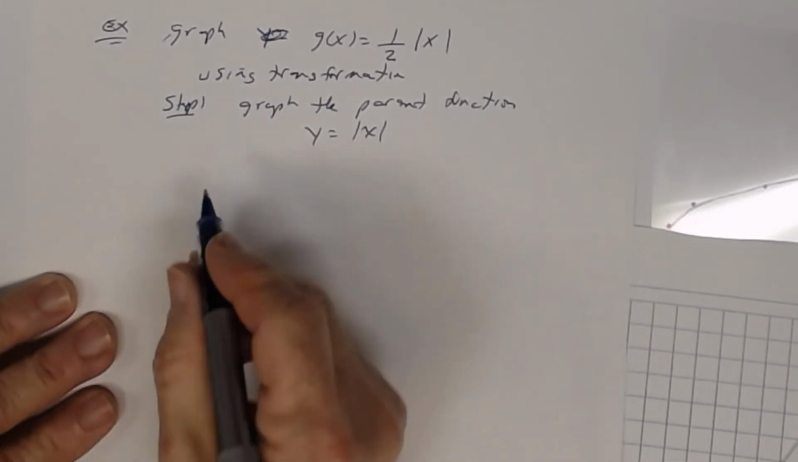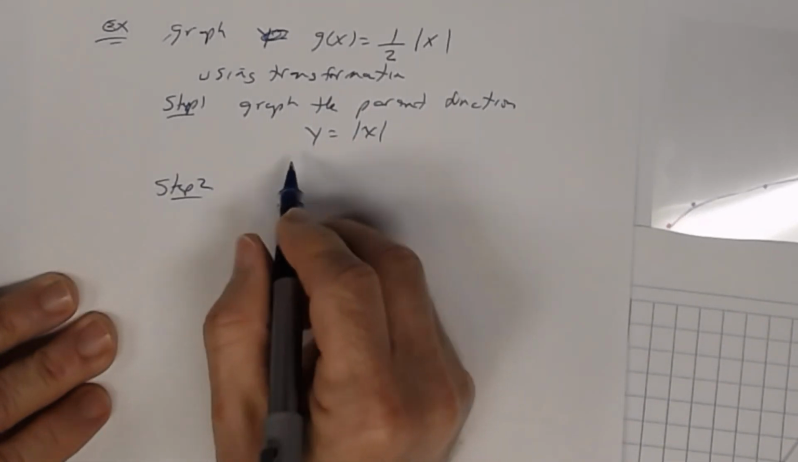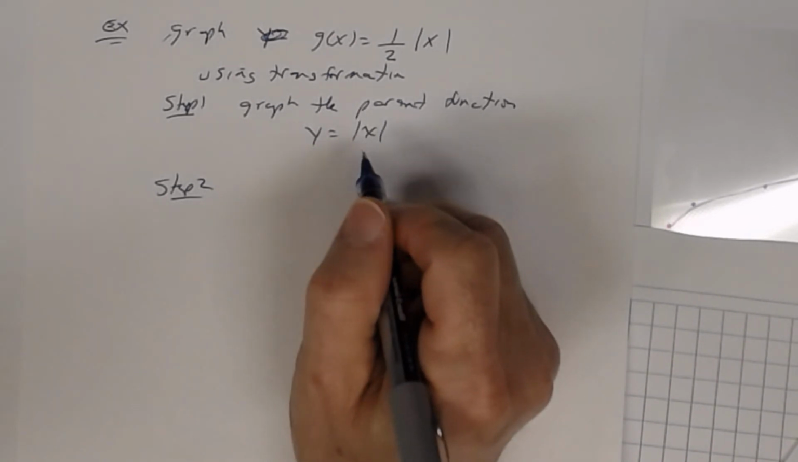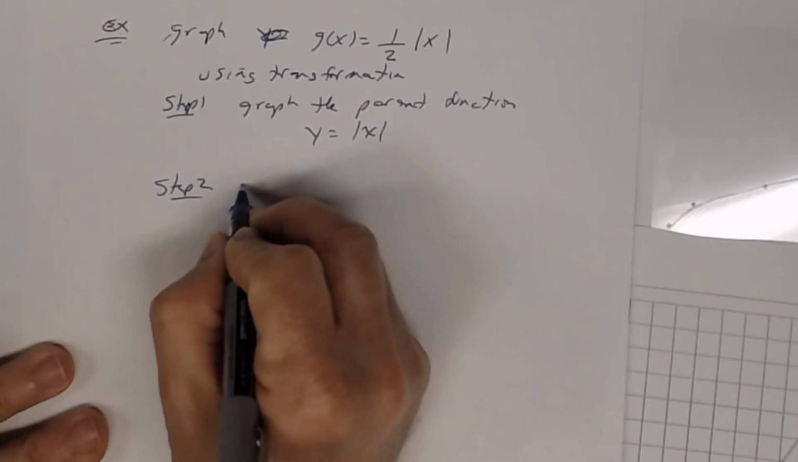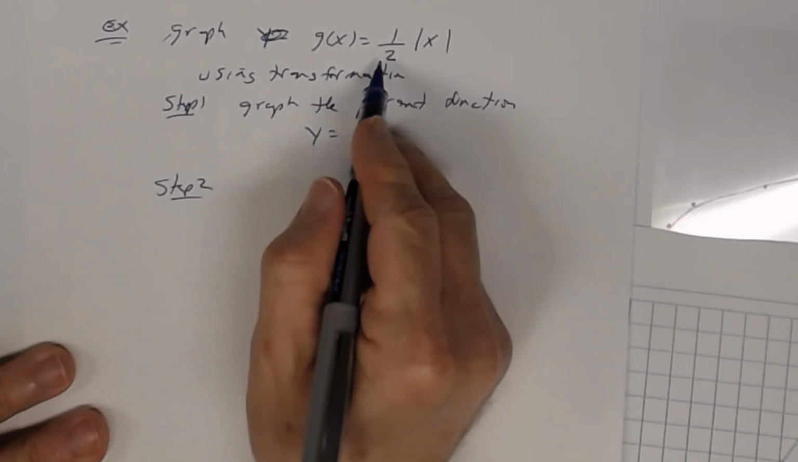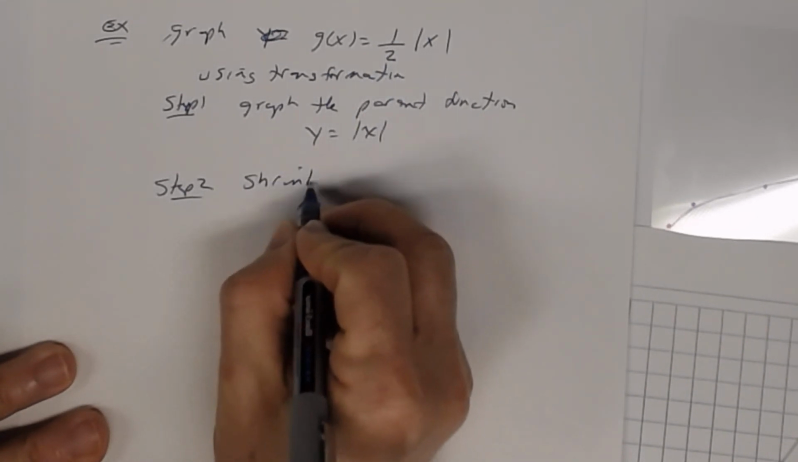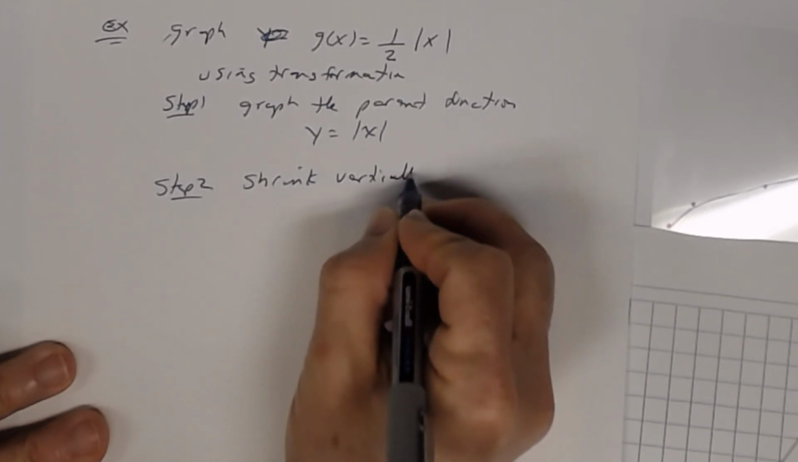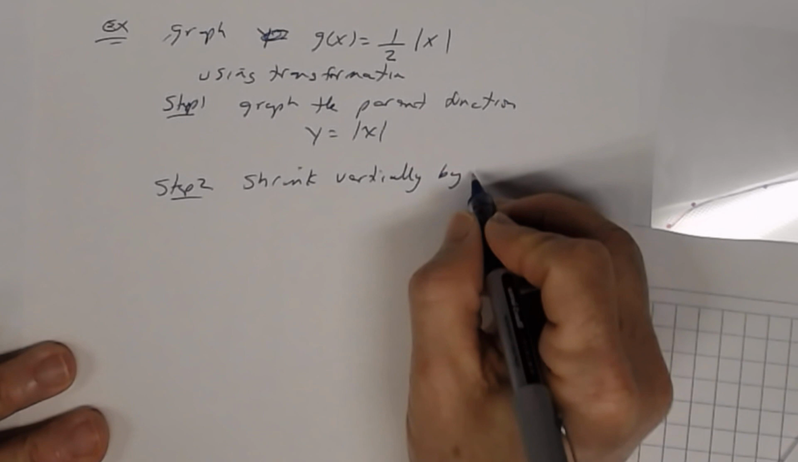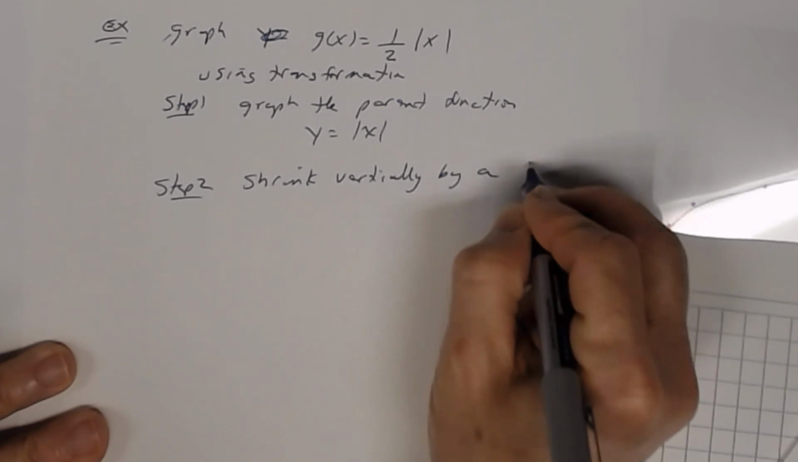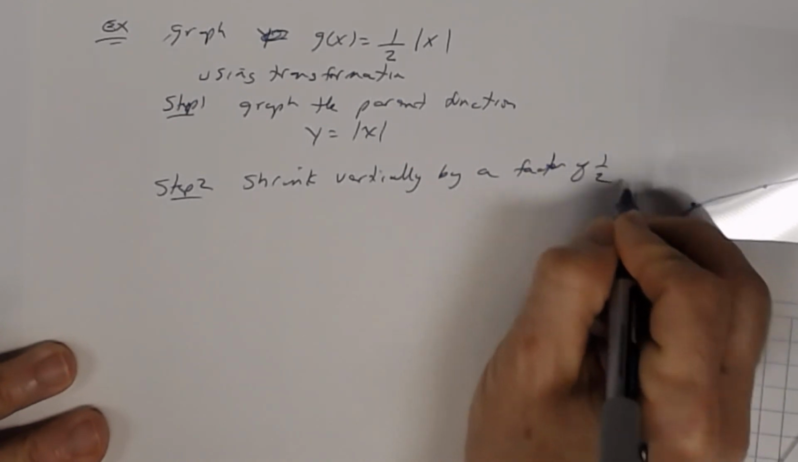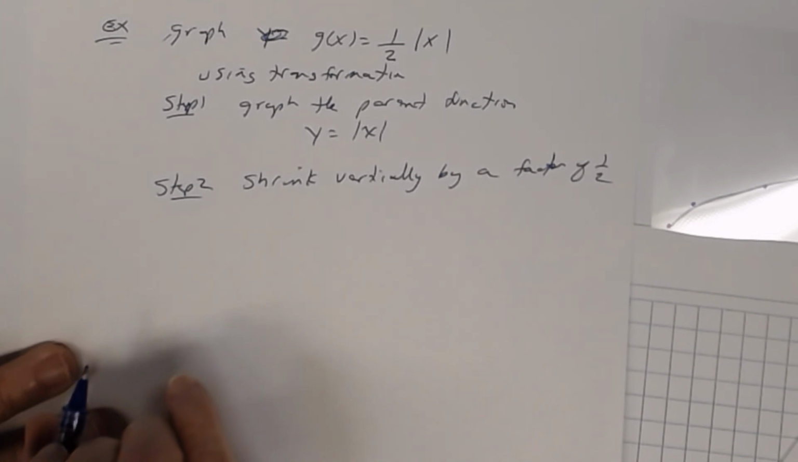All right, now listen carefully. Step 2, and you can write it in several different ways. Here's what some students will say. You've got to remember that this right here is a shrink, not a stretch. So they would say shrink vertically by, all right, now you're multiplying, right? 1/2 times. So you're going to say stretch vertically by a factor of 1/2. That's one way you can say this. Stretch vertically by a factor of 1/2.